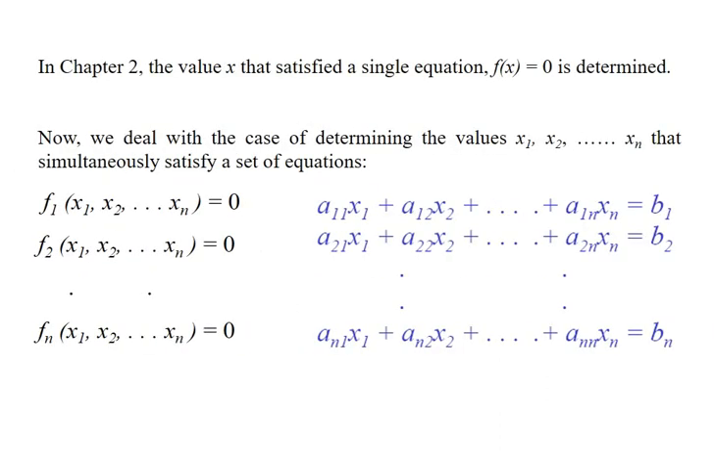Okay, so in the previous chapter, the value x that satisfied a single equation, f(x) equals 0, is determined using many methods, the closed methods and the open methods. But in this chapter, we're going to deal with the case of determining many values of x, not really many, just 3, x1, x2, and x3, that simultaneously satisfy a set of equations. So we call this linear equations. So this is like equation 1, equation 2, and so on. In the previous one, we're just solving for x that satisfied only a single equation.